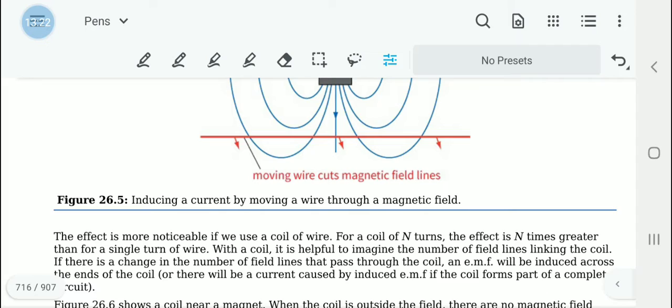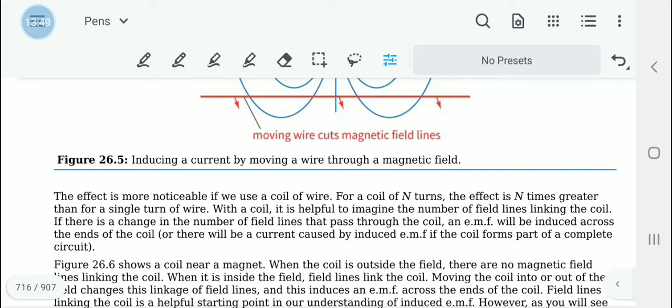Then if there is a change in the EMF, if there is a change in the number of field lines that link the coil, if there is a change in the number of field lines that pass through the coil, we say that an EMF will be induced across the ends of the coil, or else there will be a current caused by the induced EMF, or in other words, there would be a current flowing. Once again, the condition is that it has to be a complete circuit.